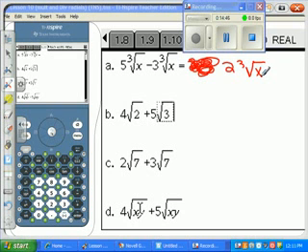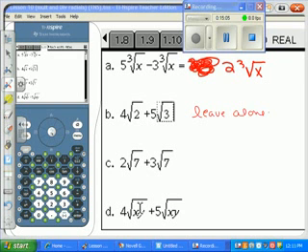Okay, so B: 4 square roots of 2 and 5 square roots of 3. Do we have like radicals? No. So can we combine them? No. So leave it alone. Can't do anything to it because we don't have like radicals.